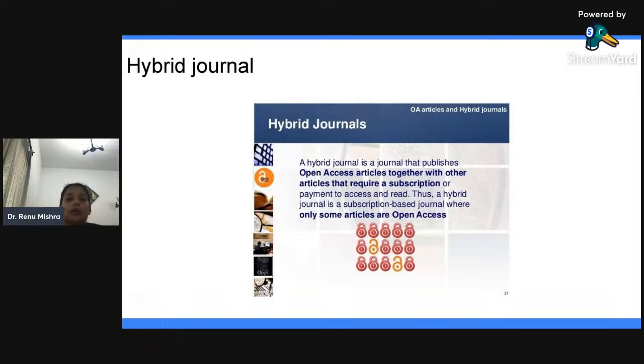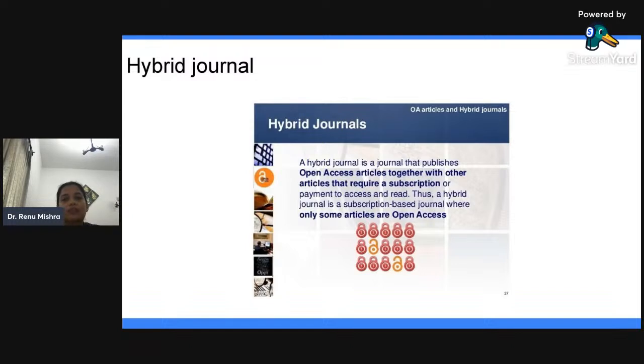Okay. Now next is hybrid journal. You need to know about it. A hybrid journal is a journal that publishes open articles together with articles that require a subscription. So hybrid means they have articles which can be openly accessed by you as a reader, and there are articles which need you to pay a certain amount. So both kinds of articles they publish.